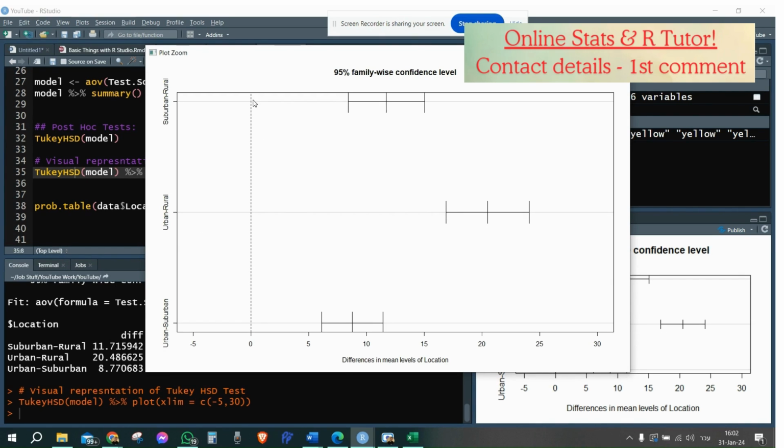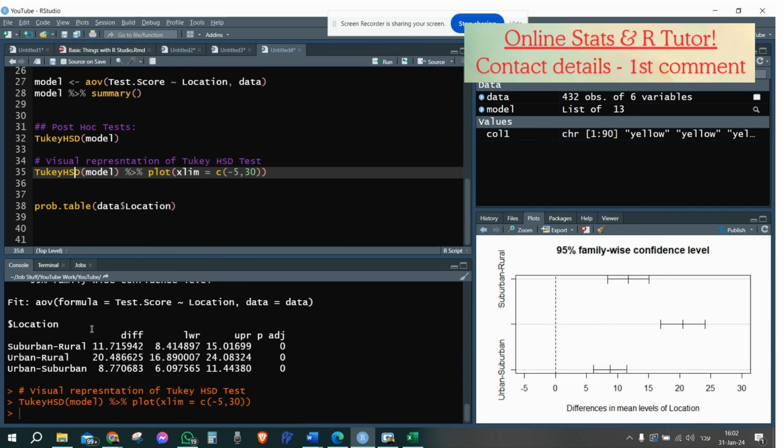We can see that the zero line is outside of that area. And same goes for suburban and rural, where the zero is outside of the confidence interval. Since zero doesn't meet any of the confidence intervals, that means that we have a significant difference between each and every possible pair in this data set. So all three of them are significant by the Tukey HSD results.